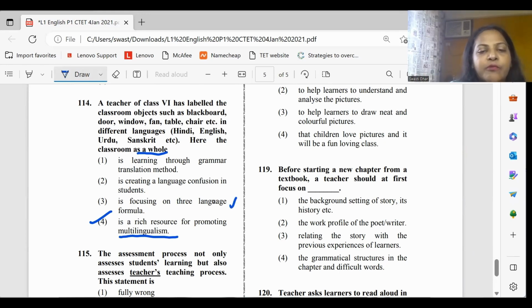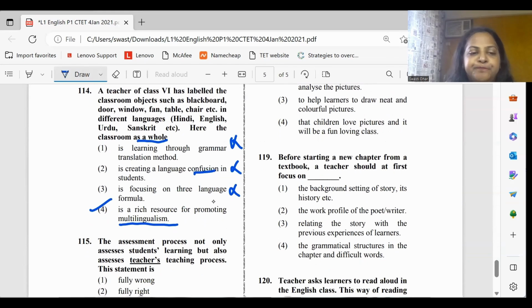Focusing on 3 language formulas, just see this is wrong. We are not focusing on 3 because the question exactly mentions 4, etc., also 5. Language confusion, no. And grammar translation method is not being used out here. So it is a rich resource for promoting multilingualism.